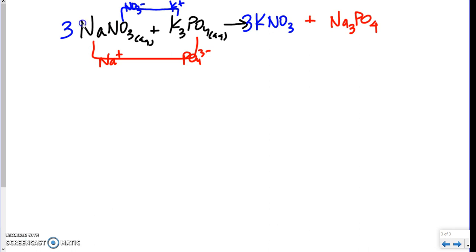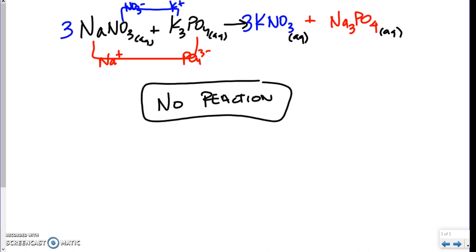Rule number 2 and rule number 5 tell me that potassium nitrate will be dissolved in aqueous. And rule number 2 and rule number 7 both tell me that the sodium phosphate is going to be aqueous. So, happy days! We have aqueous and aqueous, which means we bunched a bunch of aqueous compounds together, and they came out as a bunch of aqueous things. Nothing stuck to anything. This is no reaction, and we are done.